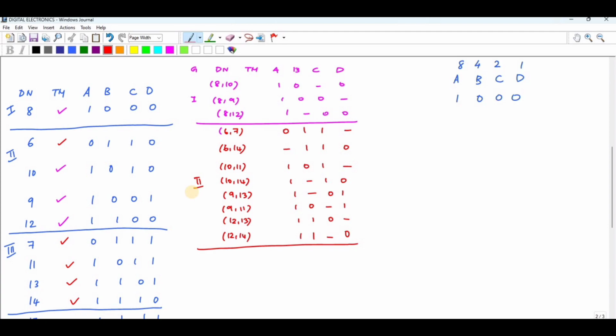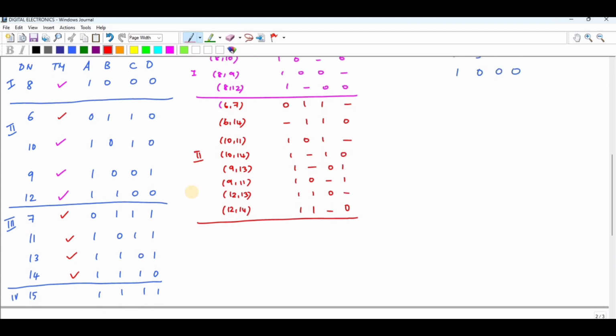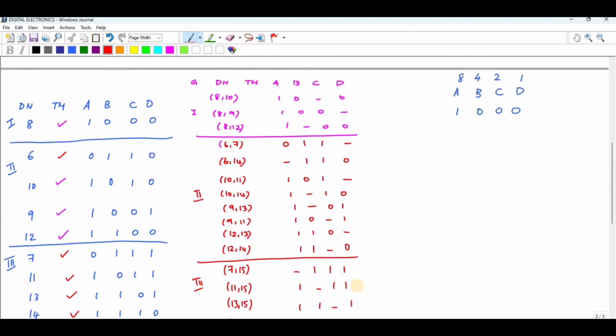Next one is the third group. You have to compare the third group element with your fourth group element. If I compare the third group and fourth group, 7 and 15, dash 1 1 1. Then 11 and 15, and 13 and 15 will come: 1 dash 1 1, 1 1 dash 1. And 14 and 15: how to write 14 and 15? 1 1 1 dash. Okay, so this is your step 2, and next one is step 3.